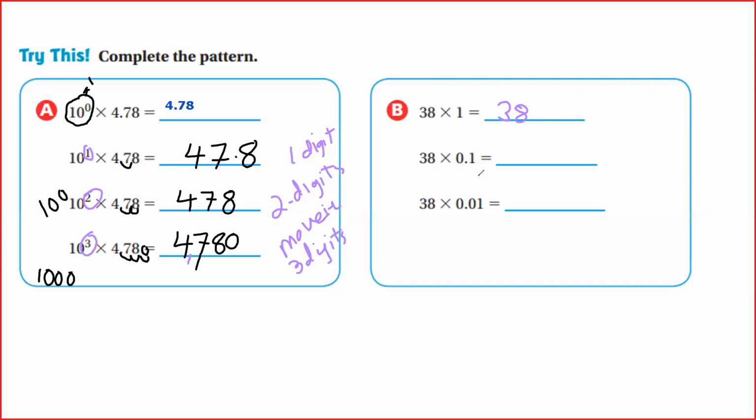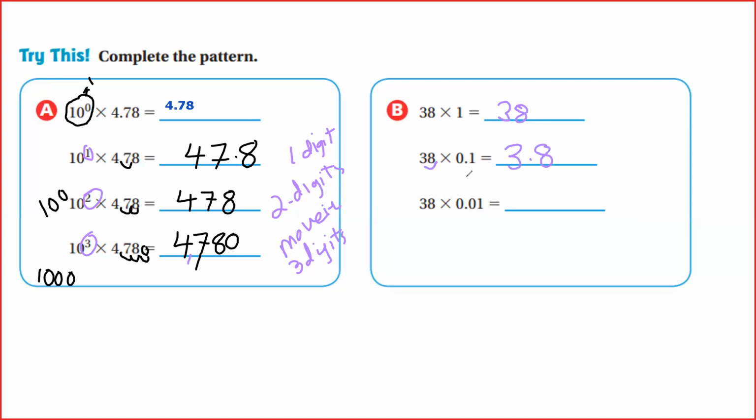38. Where's the decimal point here? In between the two. First of all, it was here. Now, when you move it 1 digit, will you go to the right or to the left? It will go to the left. Bravo. So it's going to be 3.8.